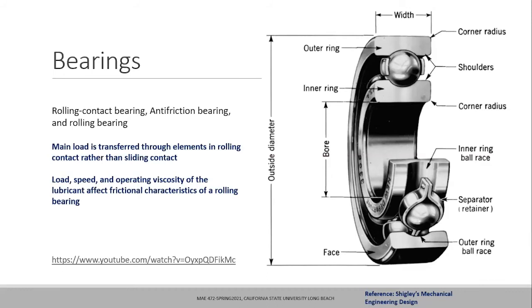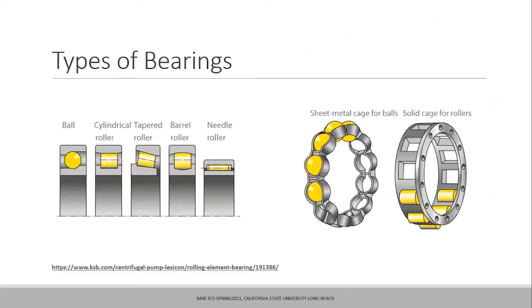So having said that, as I was mentioning, depending on the type of the rolling element, whether you have a ball or a cylindrical roller or a tapered roller, you will have a different type of bearing. So you have ball bearings, cylindrical roller bearings, tapered roller bearings, barrel bearings, needle bearings. Depending on what type of rolling elements you are using, you will have the type of bearings. And each one has a specific design purpose.